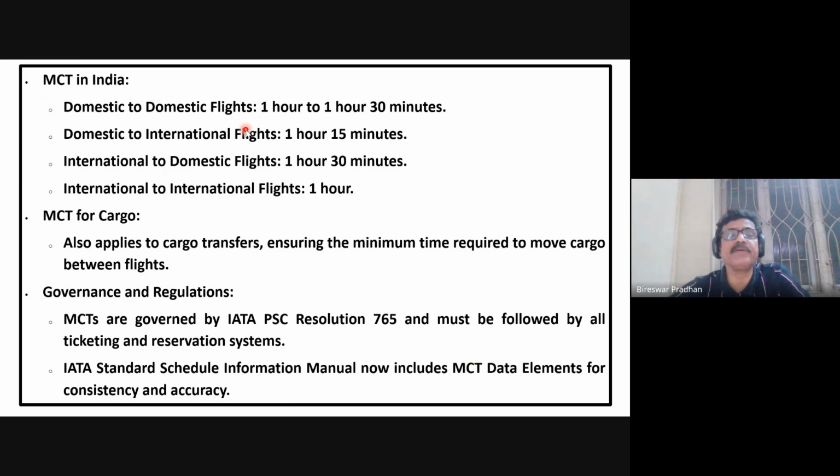Domestic to domestic flight, 1 hour to 1 hour 30 minutes. So it is the standard time, 1 hour to 1 hour 30 minutes. Domestic to international, 1 hour 15 minutes, and international to domestic, 1 hour 30 minutes. International to international, 1 hour. So these are the standard maximums, and the minimum is 1 hour.